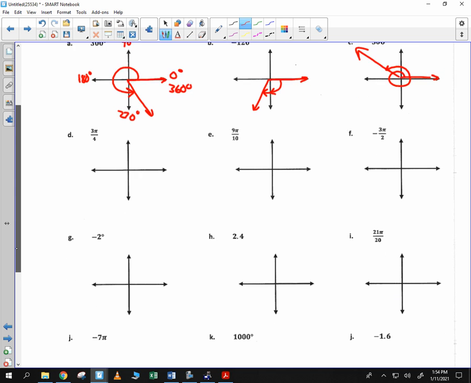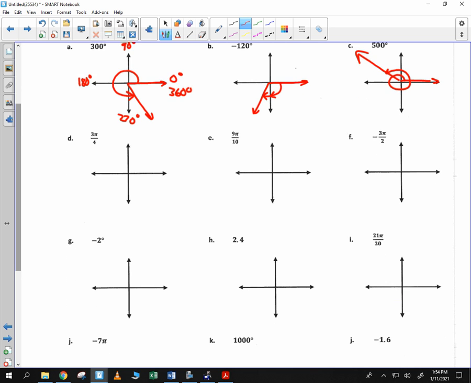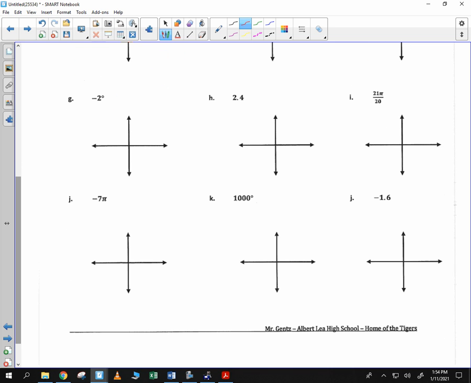So be ready to do that for radians. If you need to convert them back to degrees, go ahead and work through that and try those out.